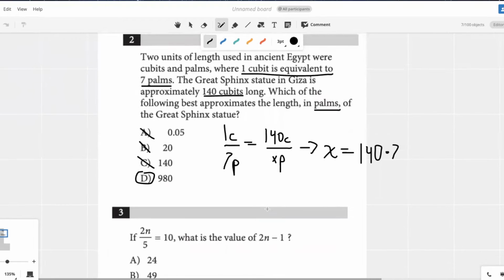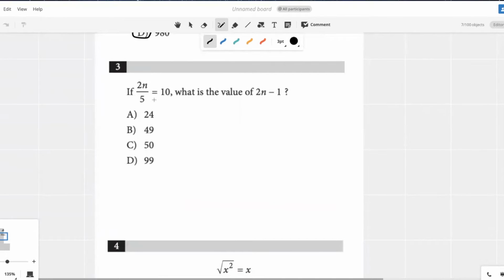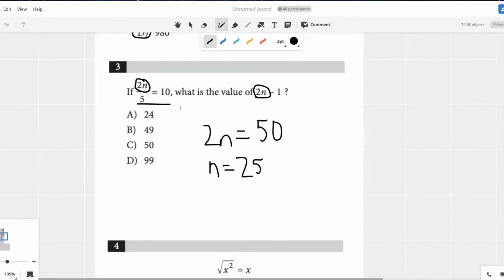So that's number 2. So number 3, if 2n over 5 equals 10, what is the value of 2n minus 1? So in this, we can see that 2n is a constant in both equations, as seen here. And so what we can do is simplify this equation to find what 2n equals and plug that into this equation. So to do that, we just multiply both sides of this equation by 5. So 2n equals 10 times 5, and that's obviously 50. And from here, we actually don't need to solve for what n equals, because we know n equals 25 by dividing by 2. But we don't need this information in the question, because 2n is a constant in both equations. So we can directly plug 50 in for 2n in this equation to solve for what 2n minus 1 is. And that's what we're going to do.